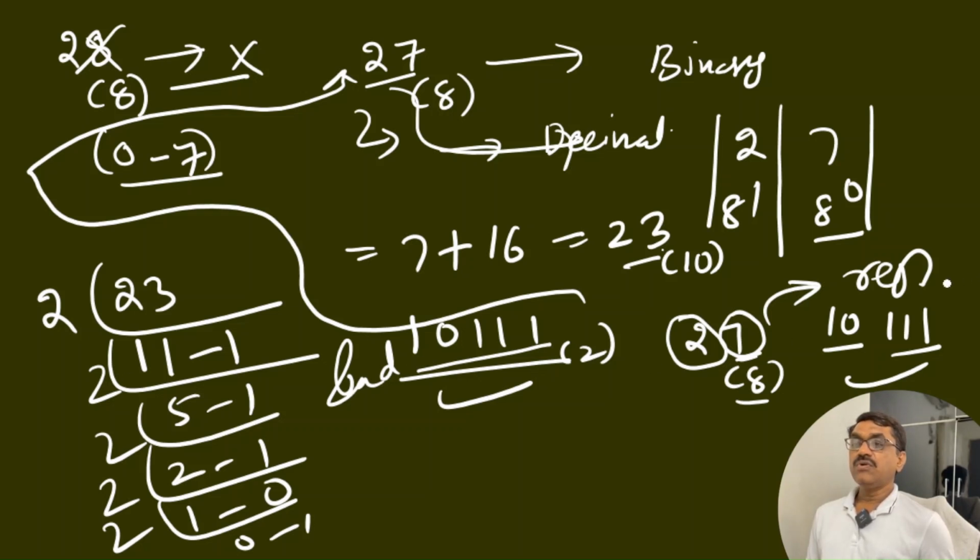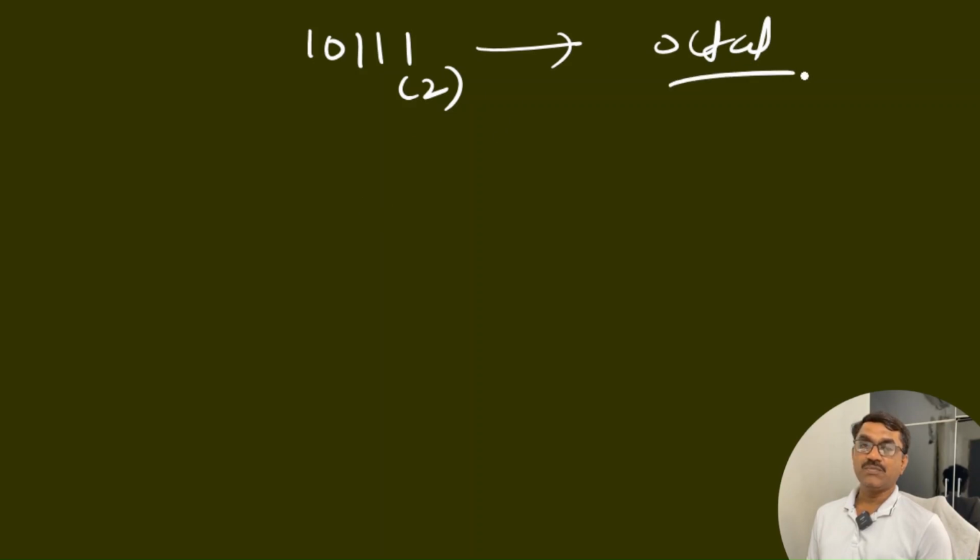Now, for example, you want to convert the same binary number into octal. How to do the direct conversion? The number we obtained is 10111. This is the binary equivalent. Now, how to convert this into octal by the direct approach?